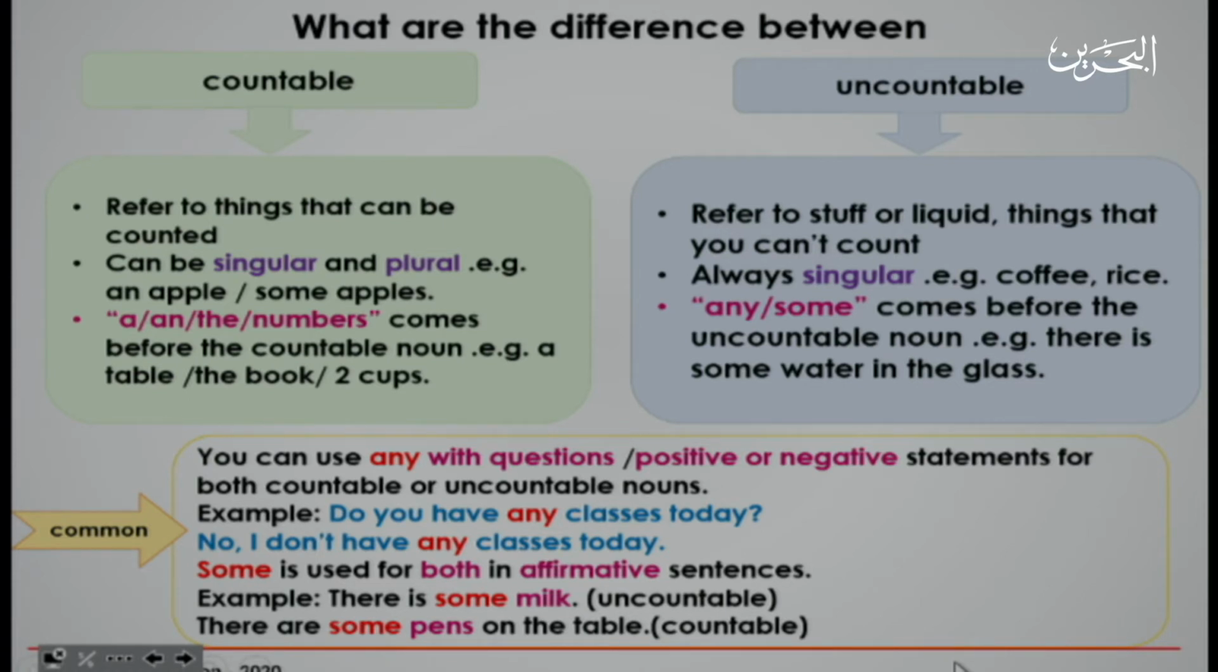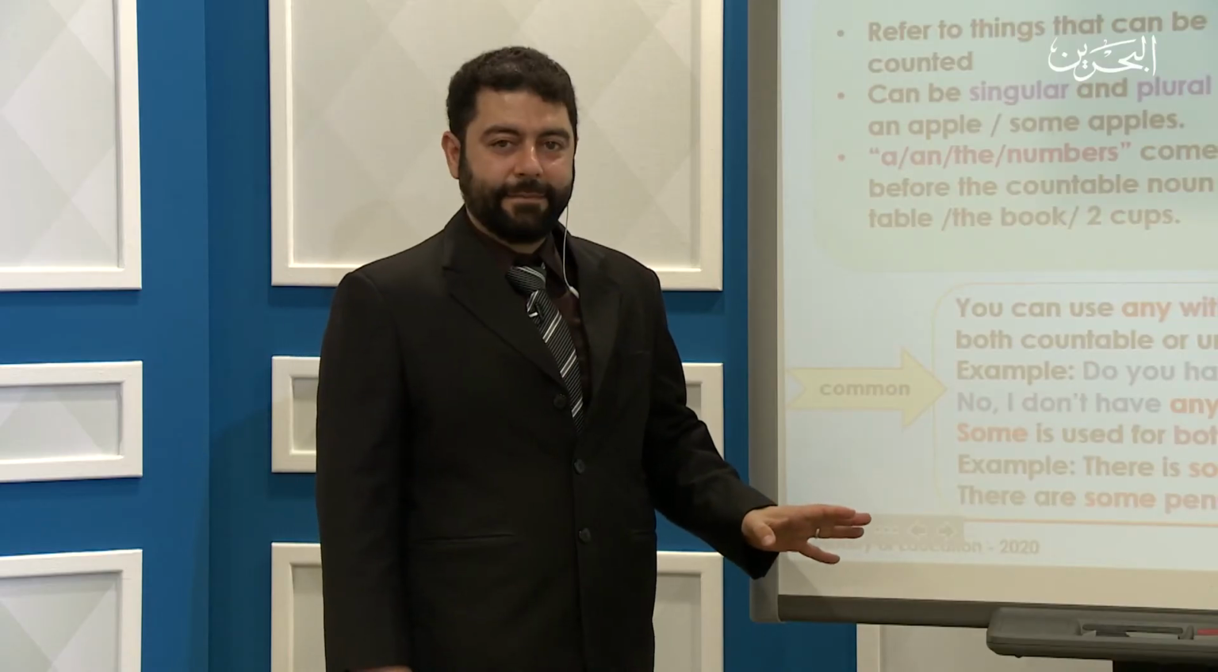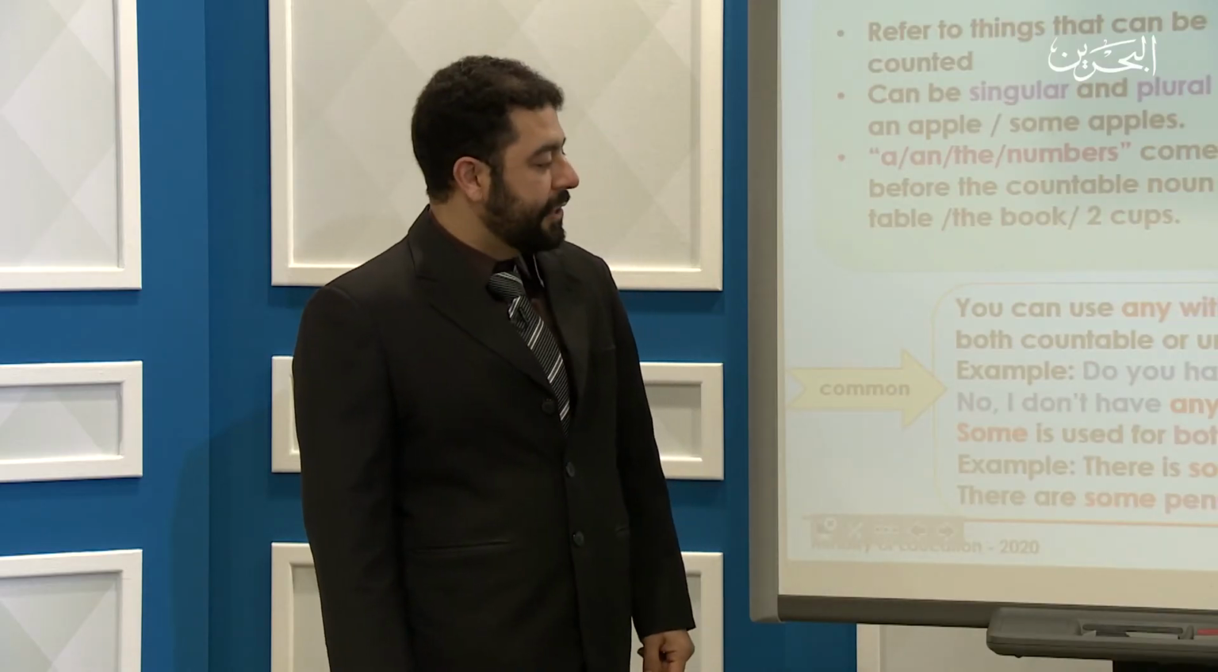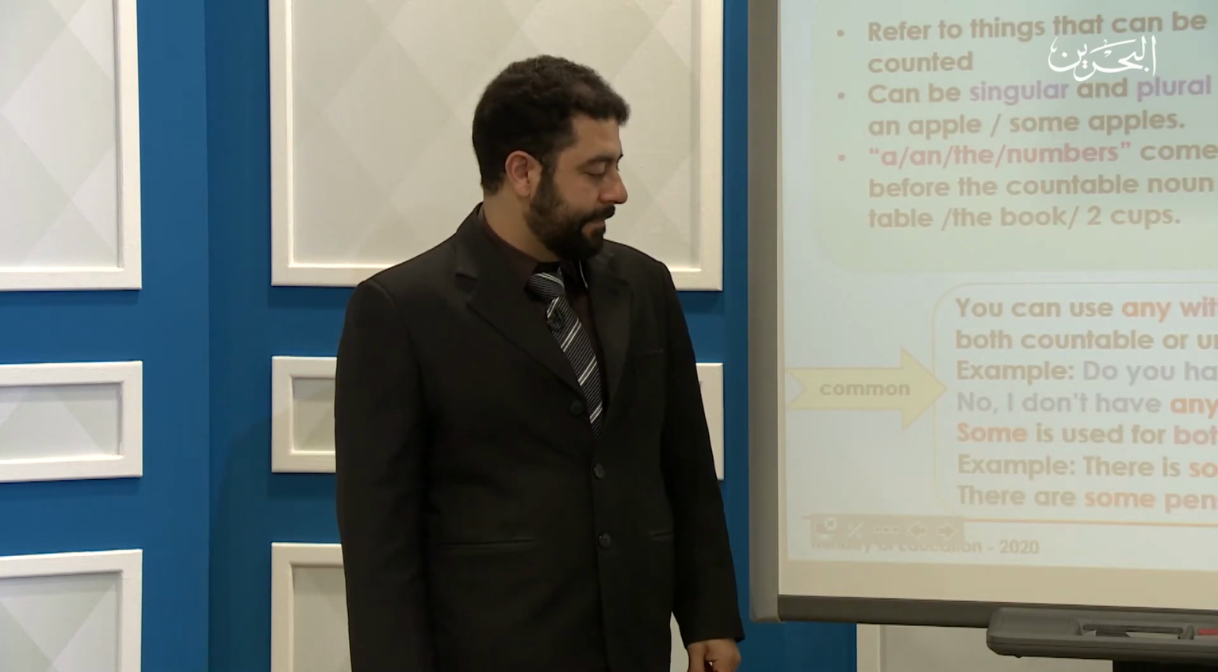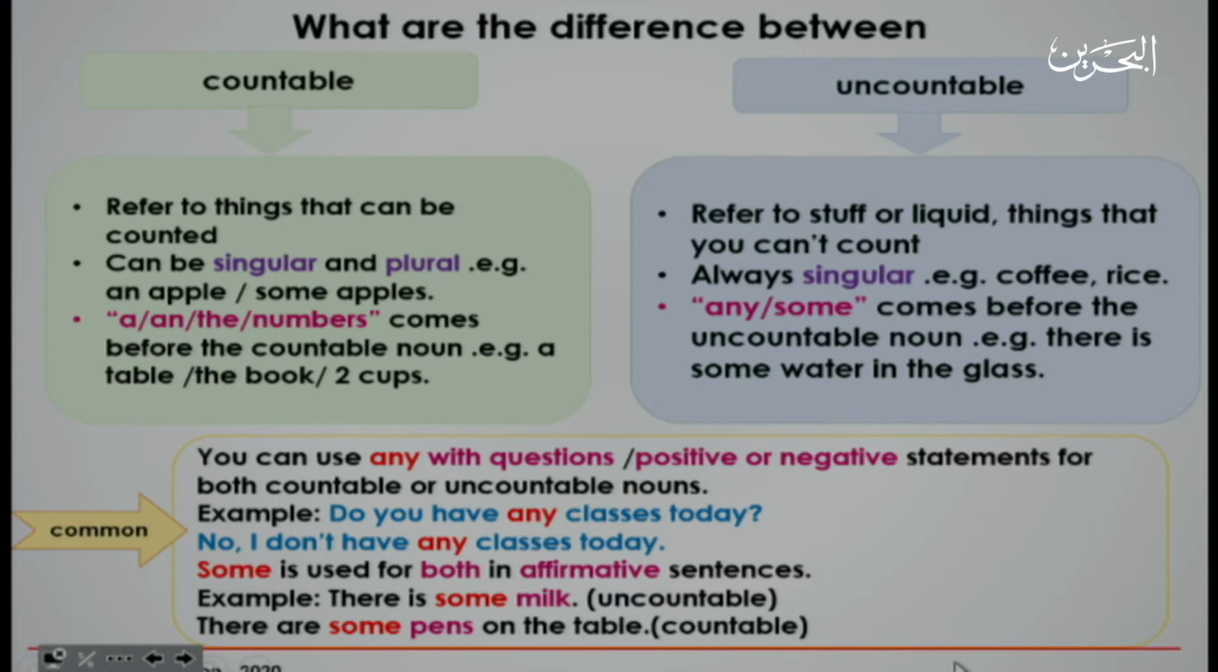Example, do you have any classes today? No, I don't. I don't have any classes today. Some is used for both in affirmative sentences. Example, there is some milk, uncountable. There are some pens on the table, countable.